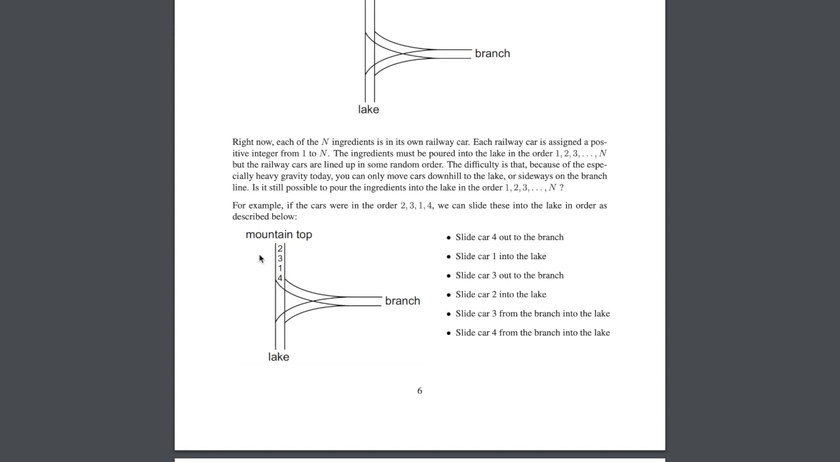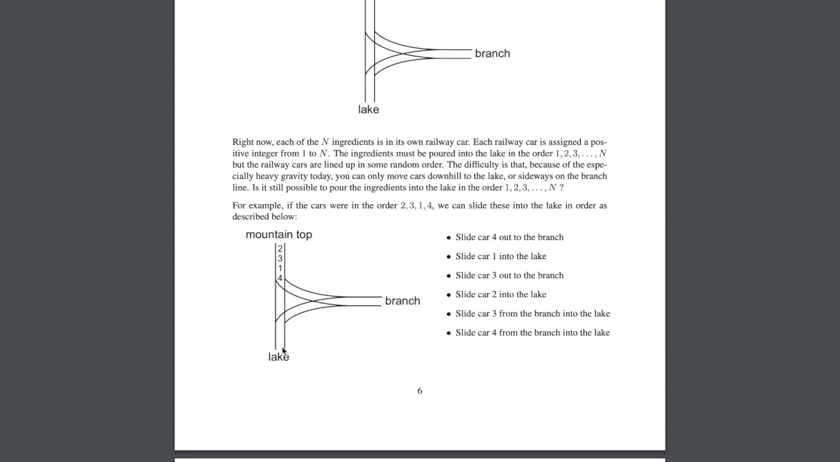So in this example, we would first move 4 into the branch. So 4 would be here. And then we would move 1 here. Then we reach 3. And we have 1 in the lake. So the next thing we have to put in the lake is 2. So we would move 3 into the branch. Then 2 down. And then we have nothing left in the mountaintop. So then we would go to the branch, and since the next thing we have to put in the lake is 3, we would put 3 in the lake, and then 4.